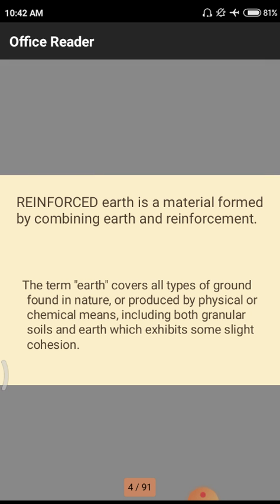Next one, reinforced earth is a material formed by combining earth and reinforcement. Normally earth means a soil mass. According to the soil mass, we have to form different agents. If it is so, we have to go for different quantities of agents whenever we are constructing a structure.